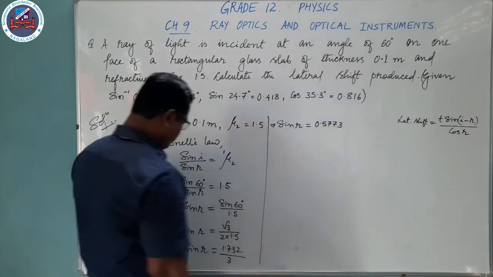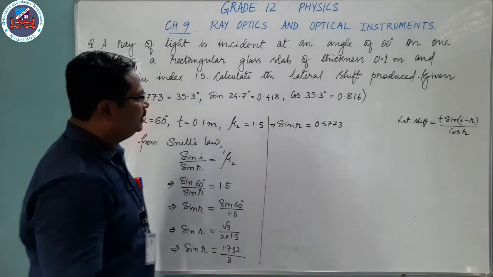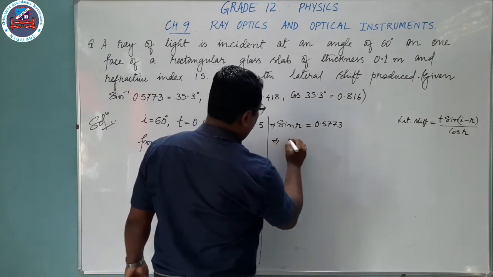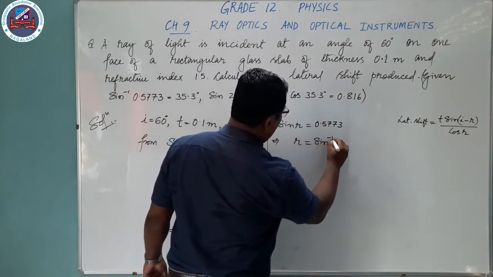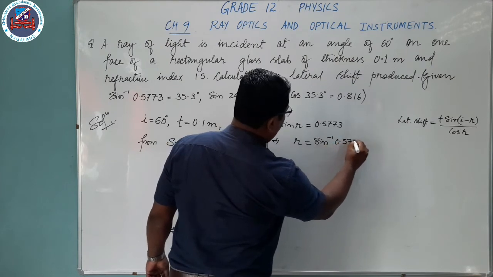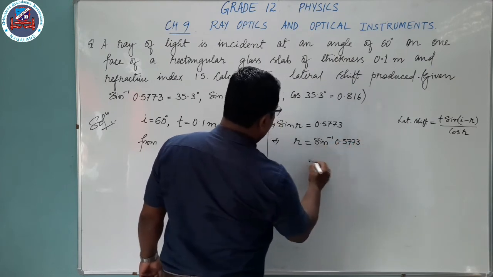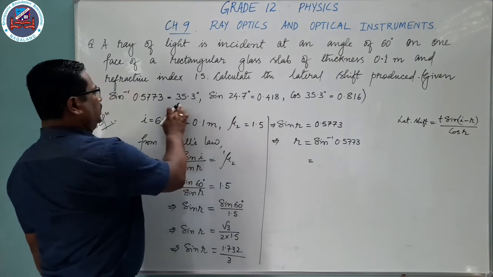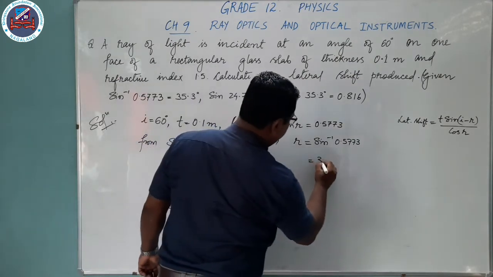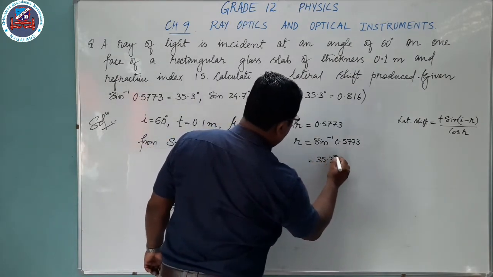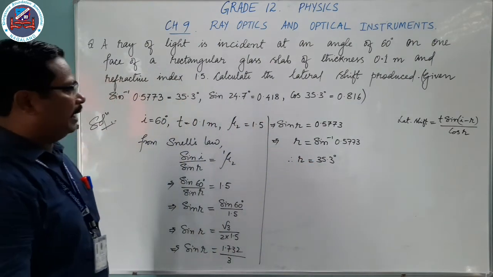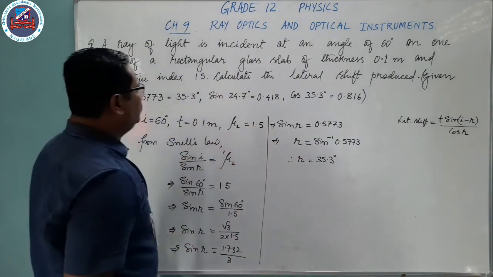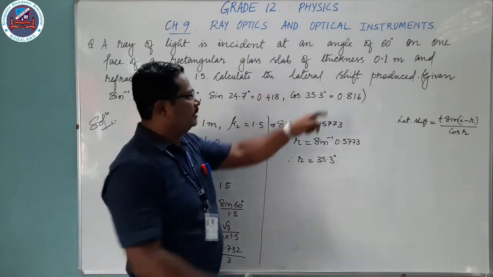You'll get 0.5773 if you divide these two. So sin R, or simply R, is the sin inverse of 0.5773, and its value will be 35.3 degrees. Like this you can find out the value of R first. After that you can approach your formula for lateral shift.